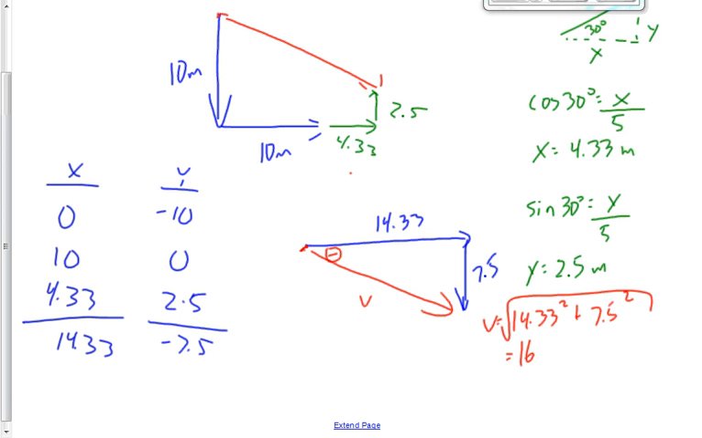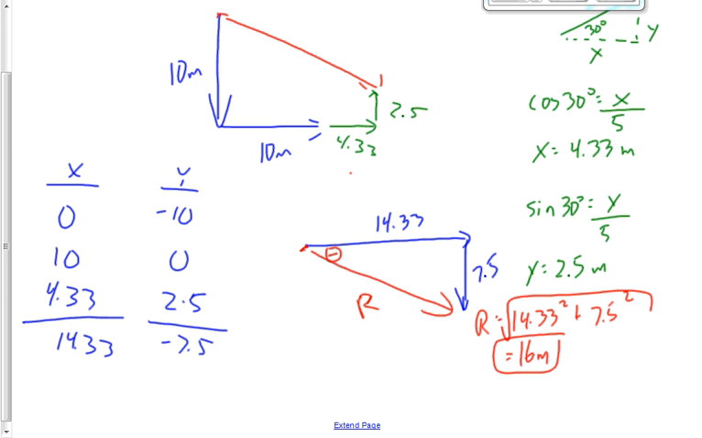Sorry, I called that V. What should I have called it? R. You know what? It wouldn't be the end of the world if you called it V. It's just a symbol, right? I was just thinking of Physics 30, first period, where we did something similar and called it V.